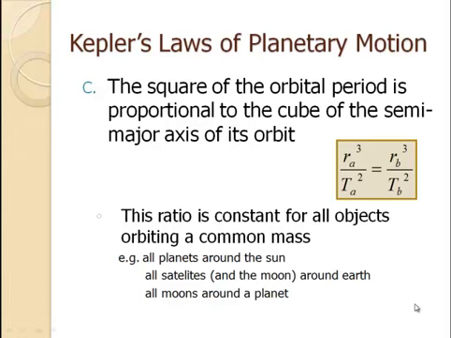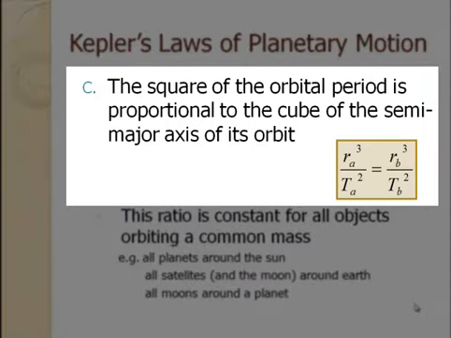Kepler's third law is probably the most useful of the rules because it provides a formula that relates the period of an orbiting body with the radius of its orbit in a proportion. Specifically, it says that the square of the orbital period is proportional to the cube of the semi-major axis of the orbit. The semi-major axis is required because some of these orbits are ellipses and not true circles, and so the semi-major axis is the biggest radius, if you will, of the ellipse.